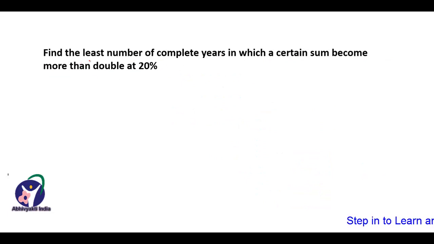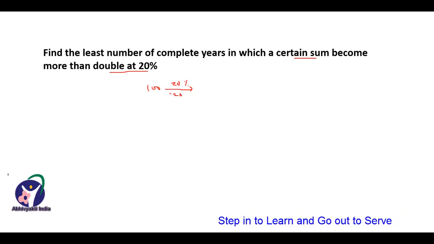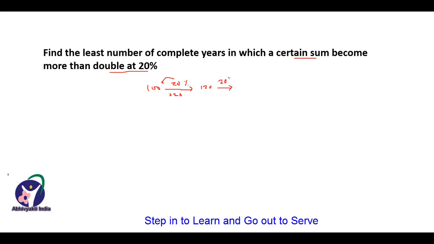Another question is: find the least number of complete years in which a certain sum becomes more than double at 20%. Now here suppose the principal is 100 rupees, the rate of interest is 20%. For the first year, 20% of 100 is 20, and therefore it will become 120. For the second year again the investor will receive 20%. So 20% of 120 is 24, and so it will become 144.